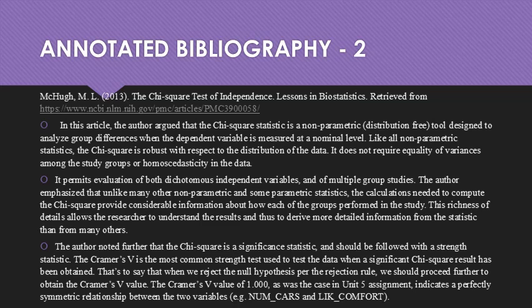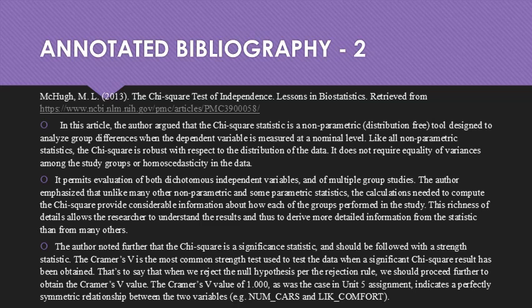The author noted further that the chi-square is a significance statistic and should be followed with a strength statistic. The Kramer's V is the most common strength test used to test the data when a significant chi-square result has been obtained. That's to say that when we reject the null hypothesis per the rejection rule, we should proceed further to obtain the Kramer's V value.